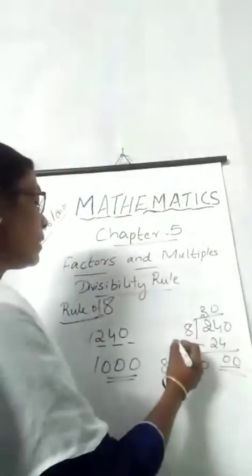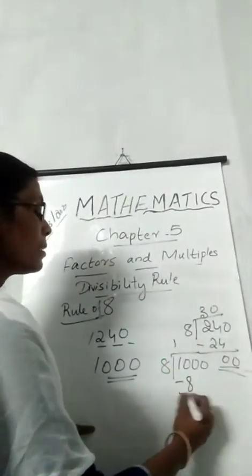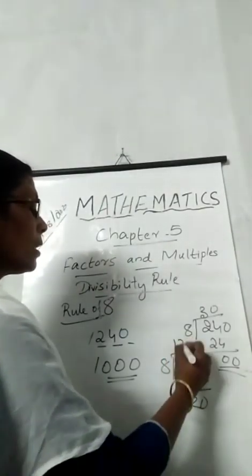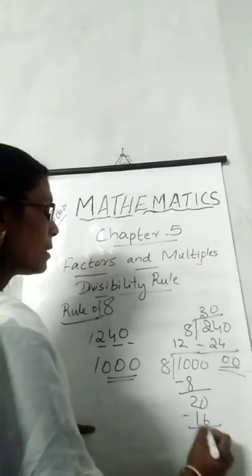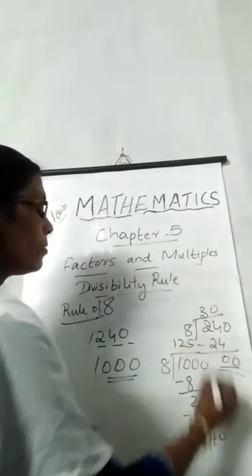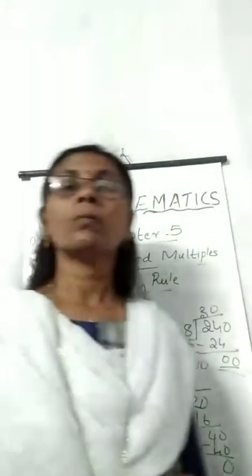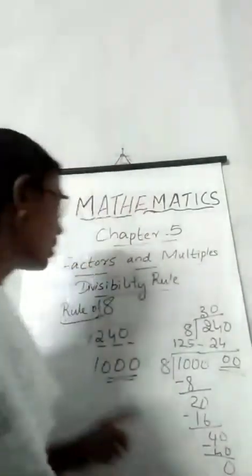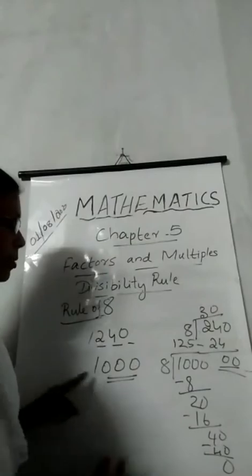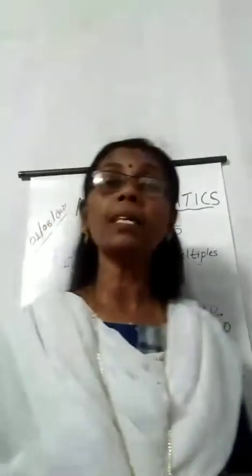Let us check it by dividing. 8 ones are 8. Remainder 2, 20. 8 twos are 16. Remainder 4, 40. 40. Right? Remainder 0. We checked. And you got that 8 is a factor of 1000, and in 1000 the last 3 digits are 0.